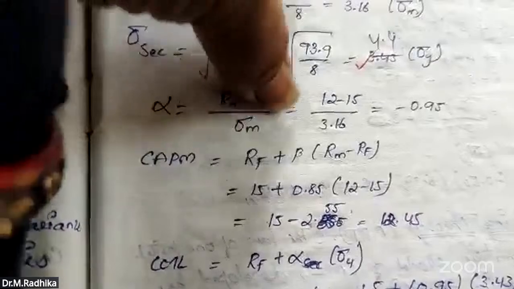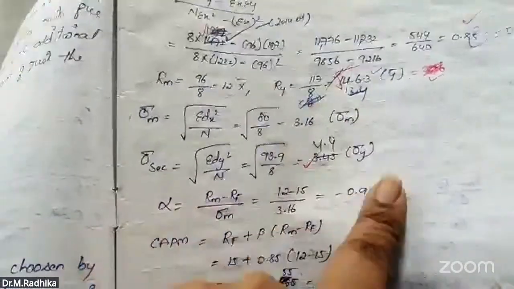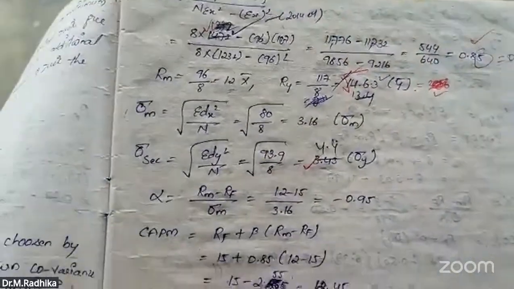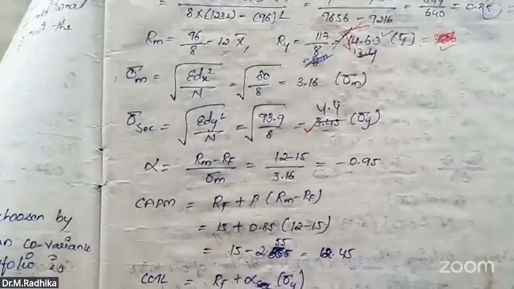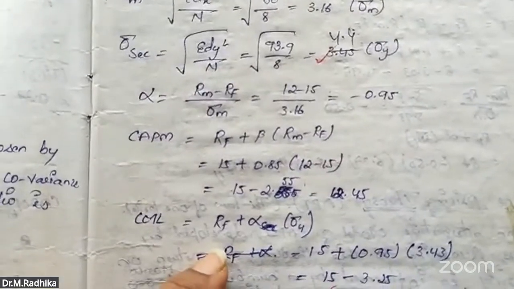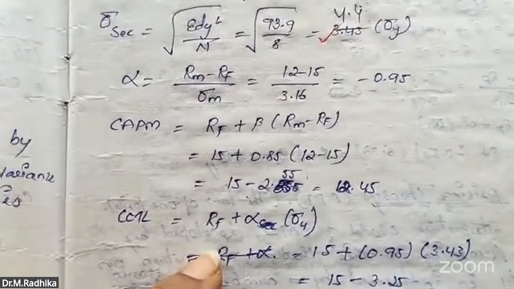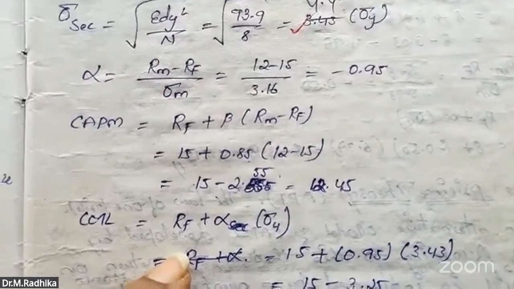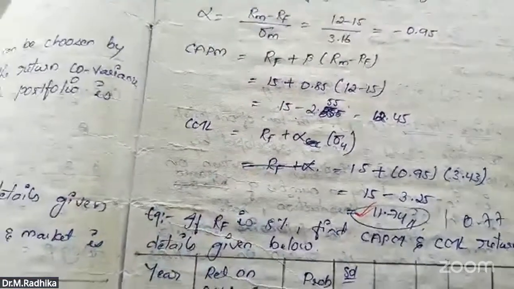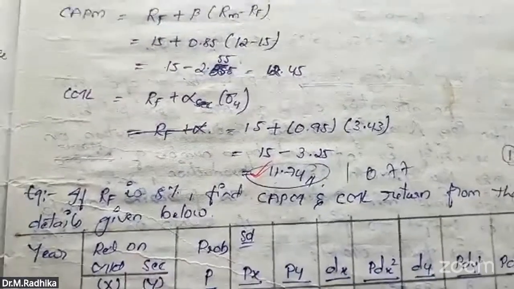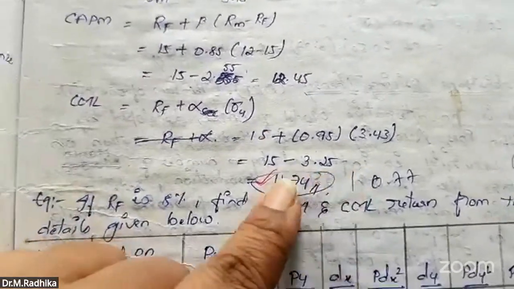Alpha formula: Rn minus Rf divided by risk on market. So we'll apply all these things in the formula. Please see the formulas carefully. All these formulas I have shared with you in the previous classes, and simply we are applying them in the formula of CAPM. So when we apply all these values, we'll get 12.45, the CAPM return, and CML. This is the formula for CML, and 11.74 is the CML.